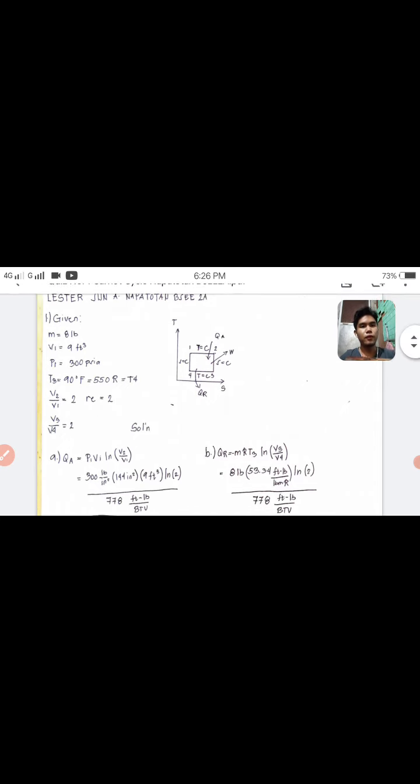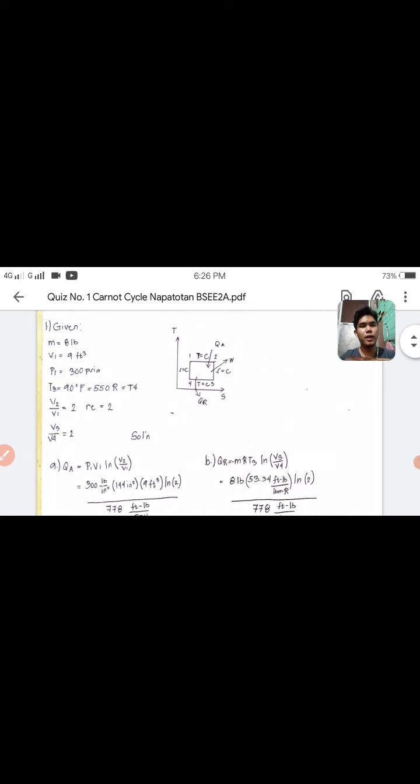So let's go for the solution. I have here the TS diagram, which indicates that from state 1 to state 2 the temperature is constant, state 2 to state 3 the entropy is constant, state 3 to state 4 the temperature is constant, and state 4 to state 1 the entropy is constant. We are given T3, so automatically it would be equal to T4 since from state 3 to state 4 the temperature is constant.